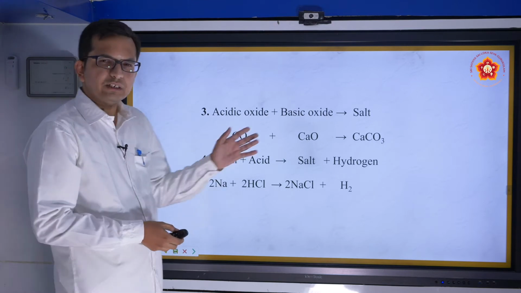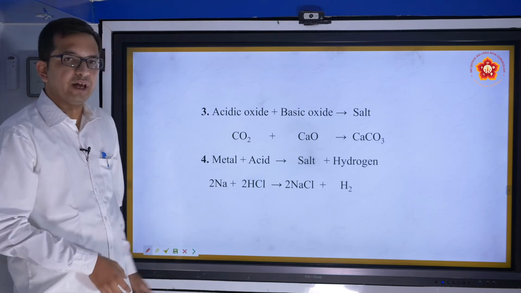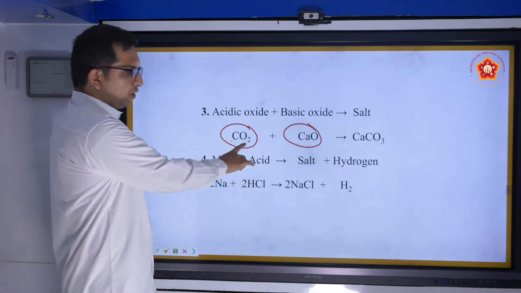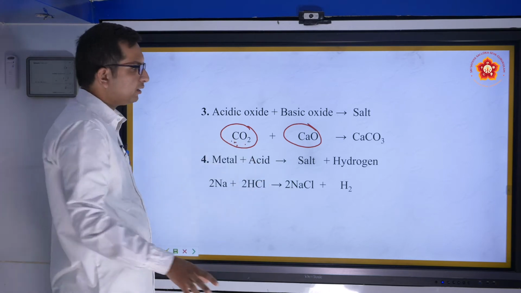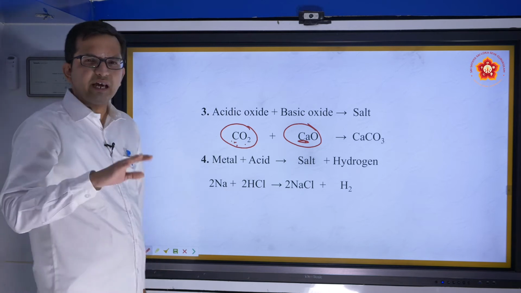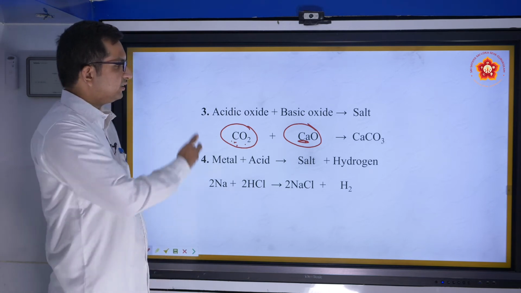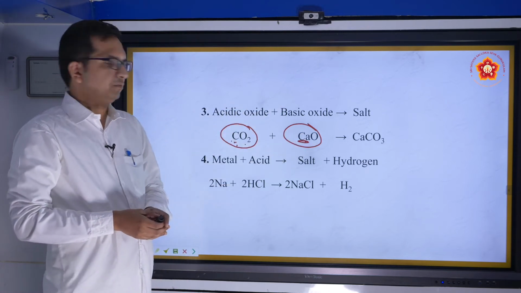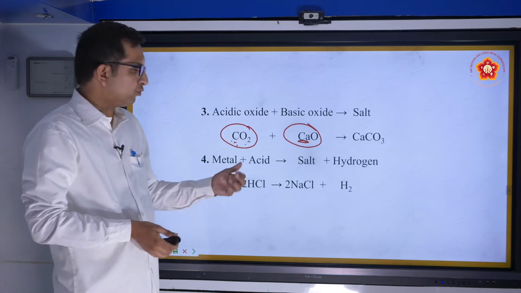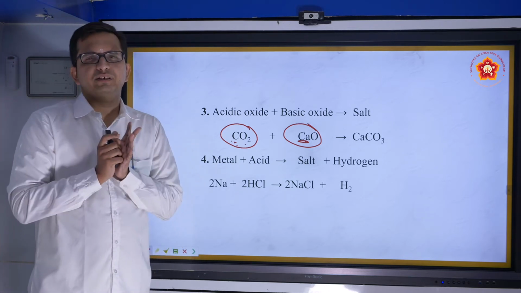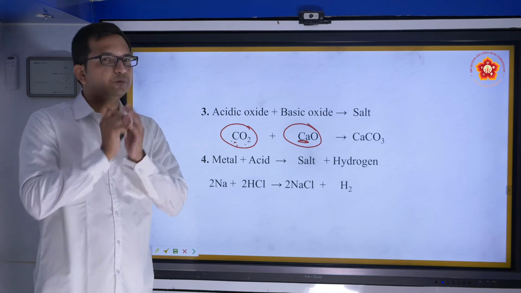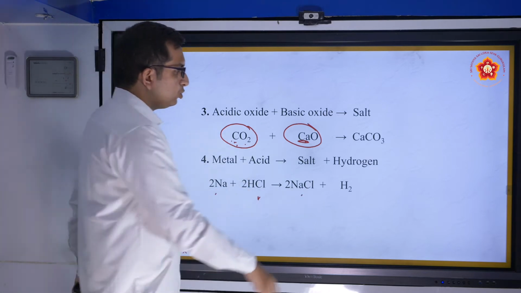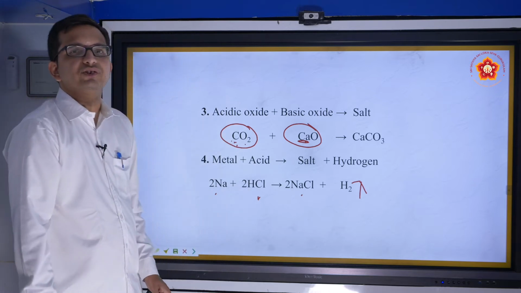Moving further, some other methods of preparing salt. We have acidic oxide and basic oxide. Acidic oxide is a non-metallic oxide, and basic, because it's a metallic oxide. So metallic oxides are basic, non-metallic oxides are acidic. The combination of these two can easily give us various salts. And then finally, metal plus acid. This, if you remember, was the very first set of reactions that we studied in the acids part, where metals can react with acids to form the corresponding salt, and hydrogen gas can be liberated in these cases.